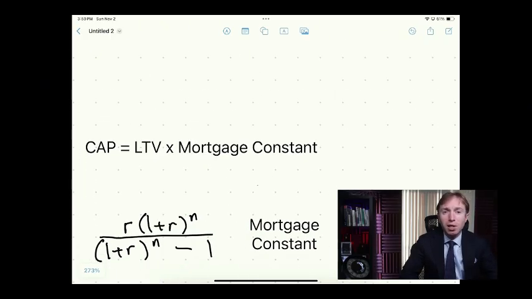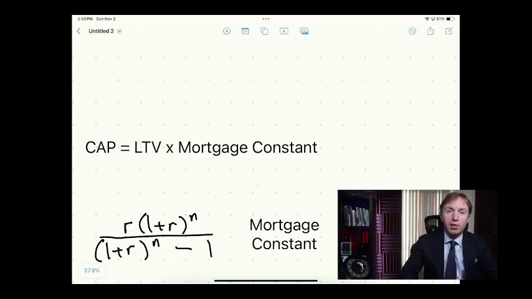So the mortgage constant is this particular expression here, where we have the annual interest rate R. Let's say R is 6%. That's the interest that you're paying on your loan, your mortgage. And N, the letter N, is the number of years. So that's your annual interest, and this is the number of years that you have in your mortgage. So let's say you take out a 30-year mortgage, then N is equal to 30. R is equal to 0.06 or 6%.